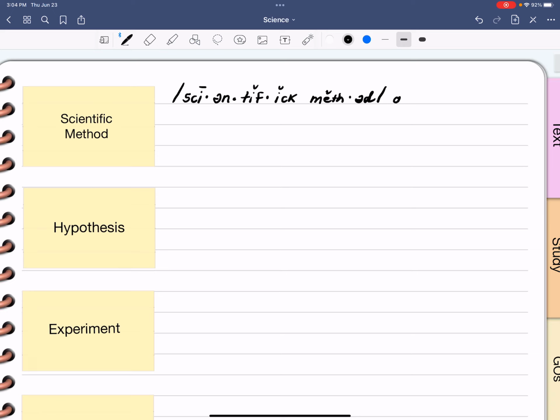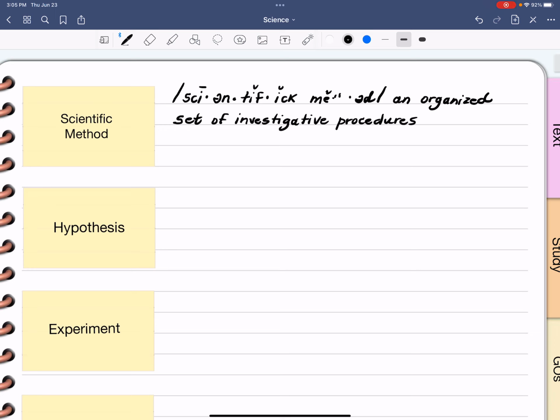is an organized, that is so important. Science is a very organized set of investigative procedures. And by the time we finish this lesson in its entirety, you will understand the scientific method. Whoops. Somehow I got hold of the eraser. Procedures.